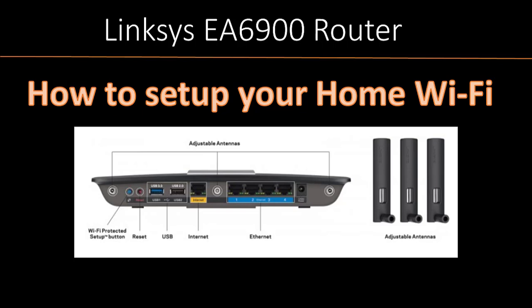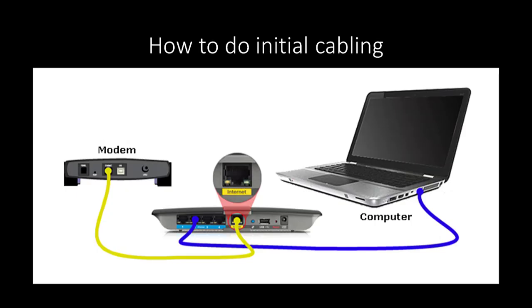When you do the cabling, you connect an Ethernet cable into the yellow WAN port, and the other end you connect to your modem. Then take another Ethernet cable and connect that to one of the LAN ports, and the other end goes into your computer's NIC, network interface card.